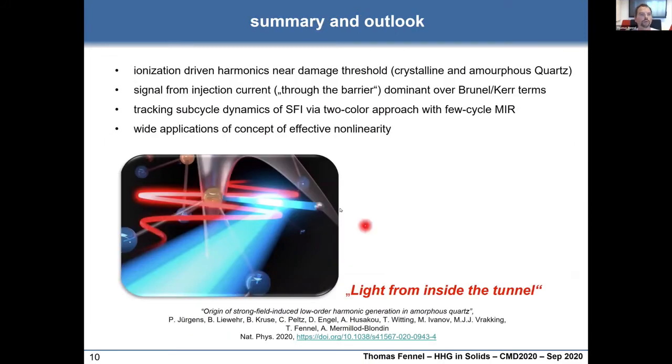So we think that we have found strong evidence for the presence of ionization-driven harmonics near the damage threshold in both crystalline and amorphous quartz. And it's very interesting that the signal seems to stem really from the injection current. So in a sense, that's a current through the potential barrier in a tunneling picture, but it's not restricted to the tunneling picture, of course. And this is dominant over the previously considered Brunel and the Kerr term.